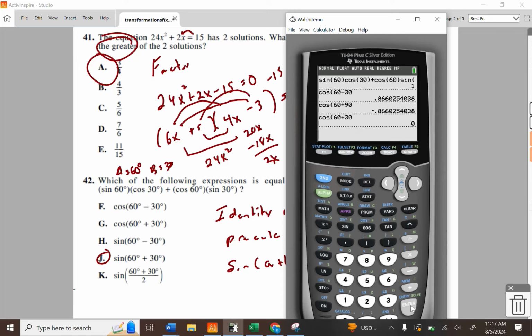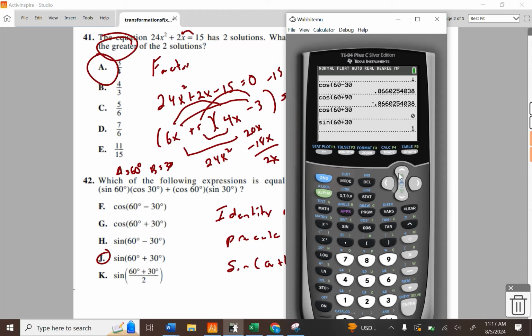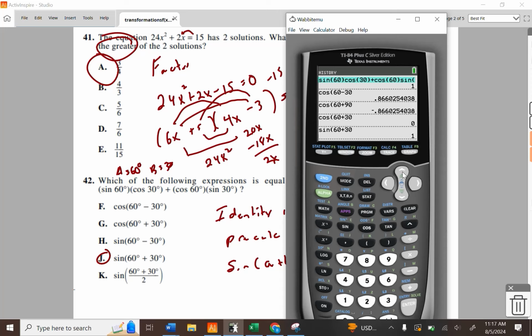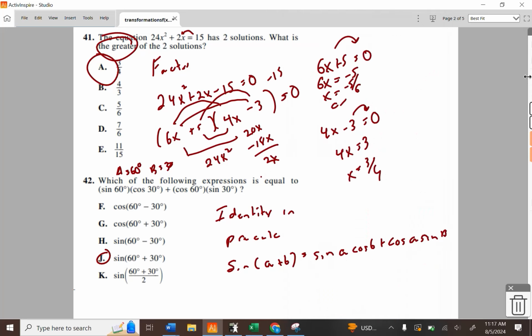Anyways, I told you it was choice J. Sine of 60 plus 30 is 1, just like I got right there when I typed in the original expression. Everybody can be a button pusher. There's no excuse for it.